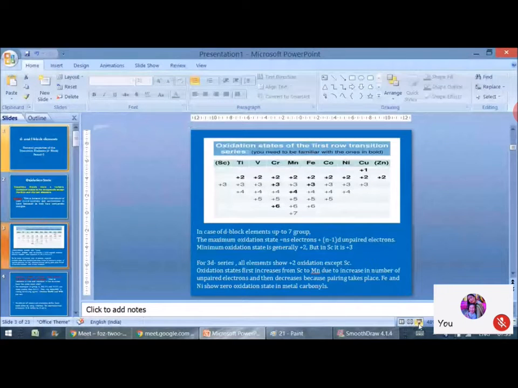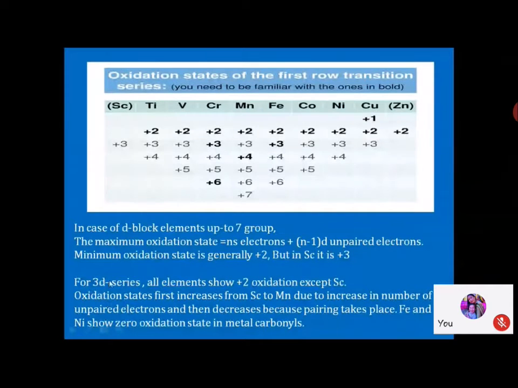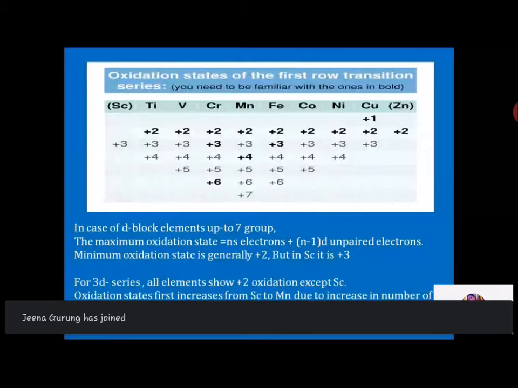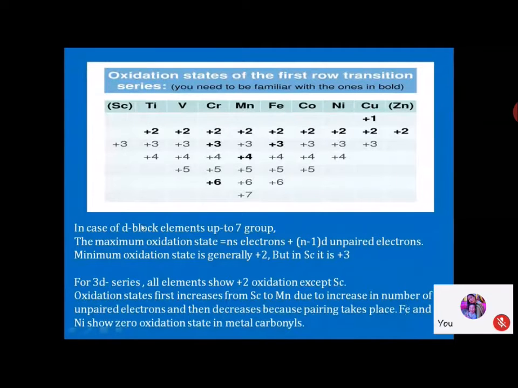Next, for the 3d series, the oxidation state first increases from scandium to manganese due to the increase in the number of unpaired electrons, and then decreases because pairing takes place. Iron and nickel also show a minimum oxidation state of 0, and it appears in metal carbonyls. When we go to coordination compounds, you will learn what metal carbonyls are.